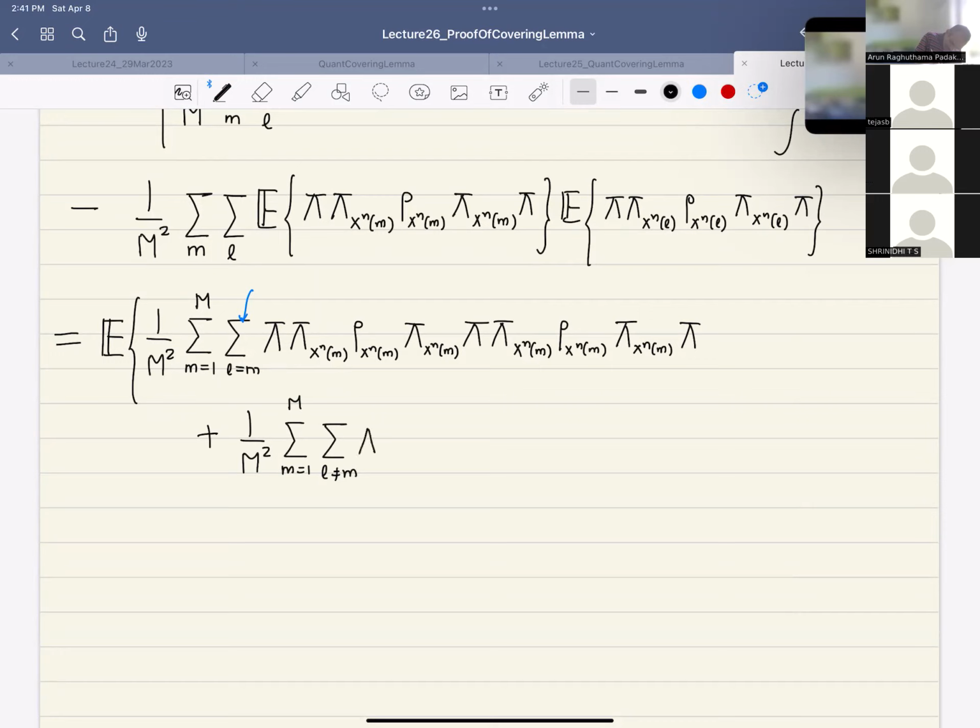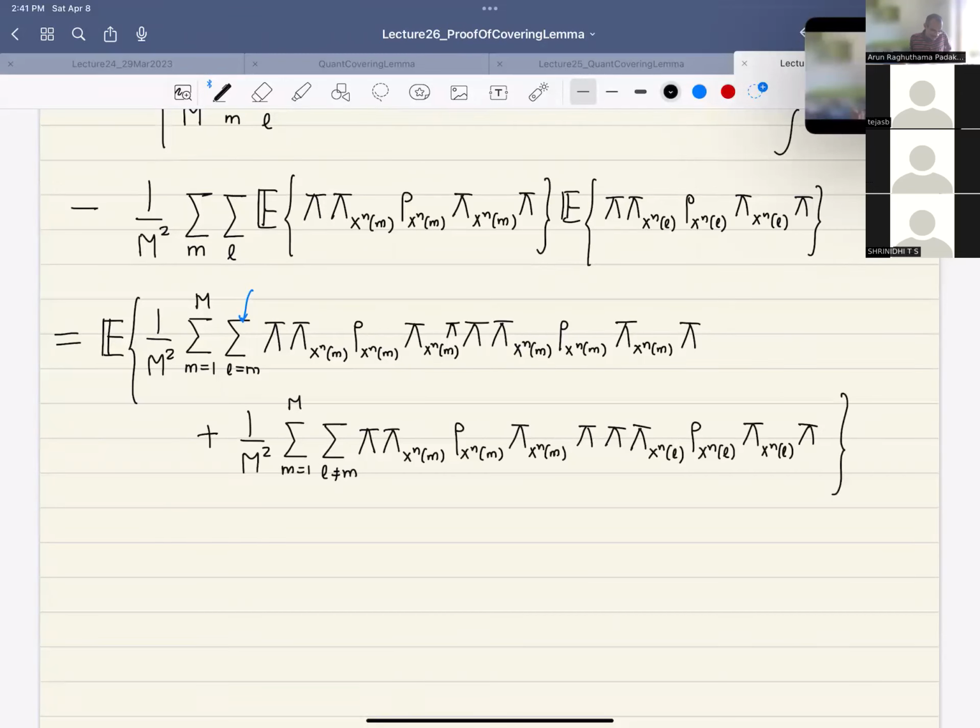What is this? This is pi xn of m, rho xn of m, pi xn of m, pi. How come I'm not writing? Okay, there are two pi's here. I didn't write the two pi's in the middle. Pi. 1, 2, 3, 4, 5, 6, 7, 8, 9, 10. Okay. Pi xn of L, rho xn of L, pi xn of L, pi.